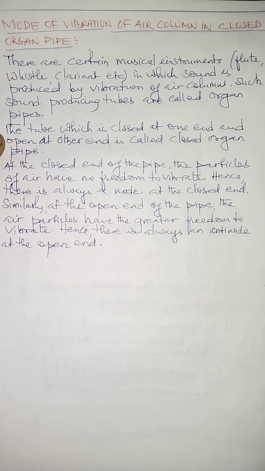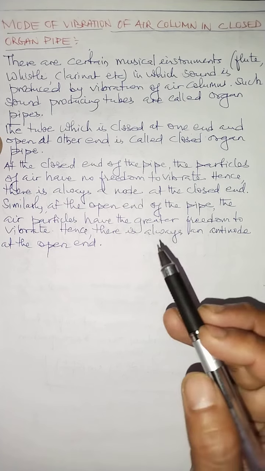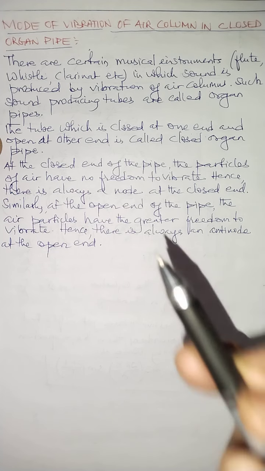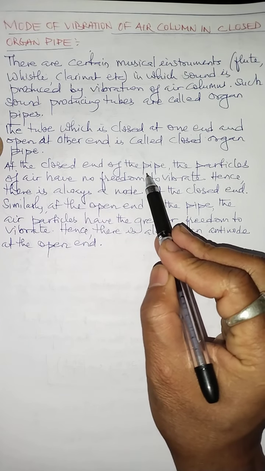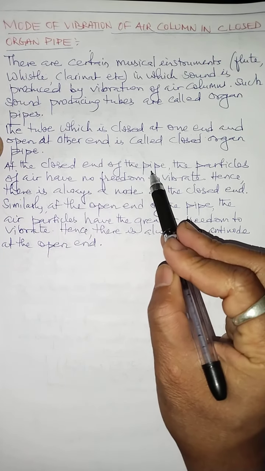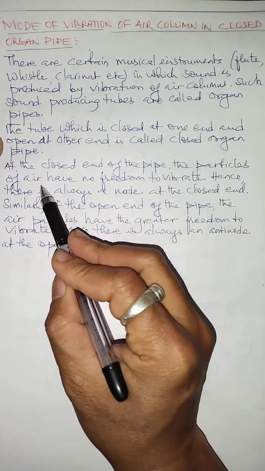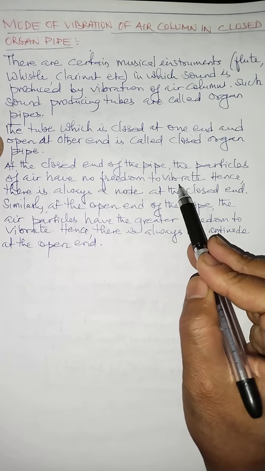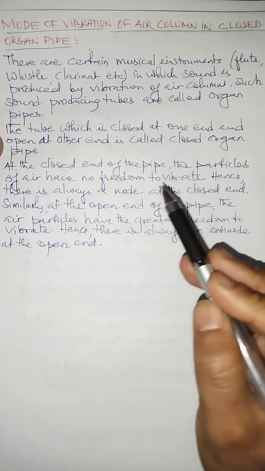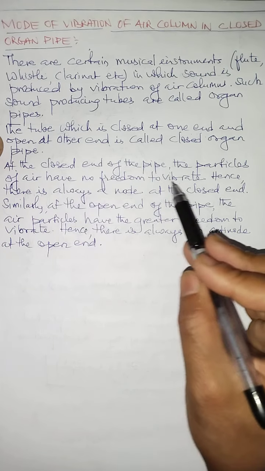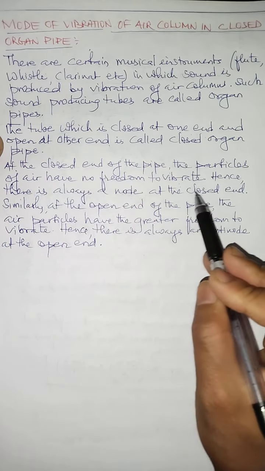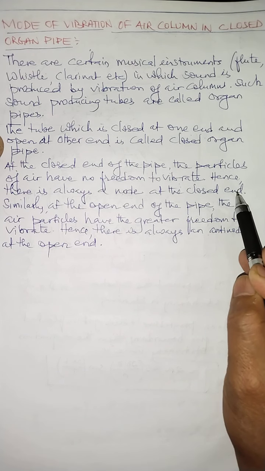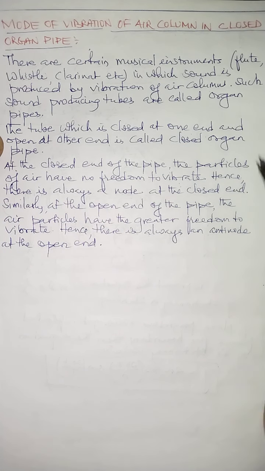While the propagation of wave is concerned, one point you need to keep in mind, and this is very important, is that at the closed end of the pipe, the particles of the air have no freedom to vibrate. The particles cannot vibrate at all. Hence, there is always a node at the closed end of the pipe. So what will form at the closed end of the pipe?